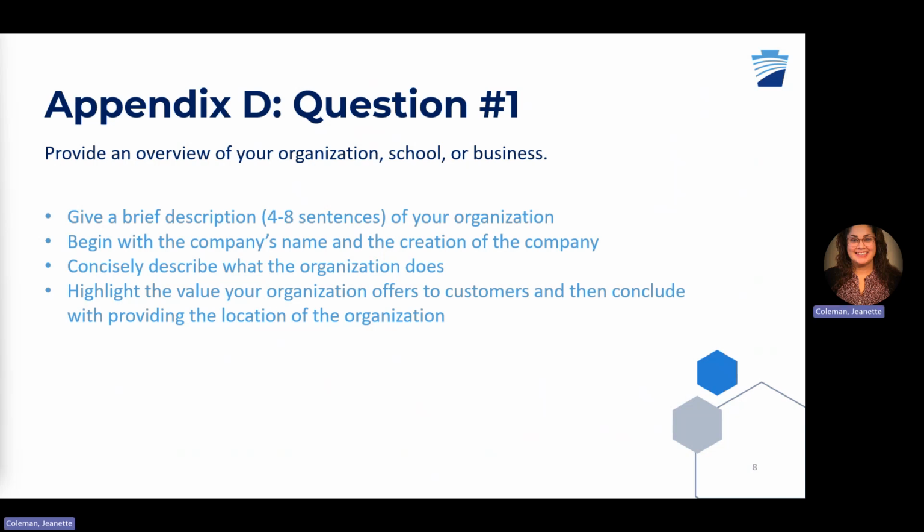So question 1, provide an overview of your organization, school, or business. In your answer, we should give a brief description, 4 to 8 sentences, of your organization. Begin with the company's name and the creation of the company. Concisely describe what the organization does, then highlight the value your organization offers to customers, and then conclude with providing the location of the organization.